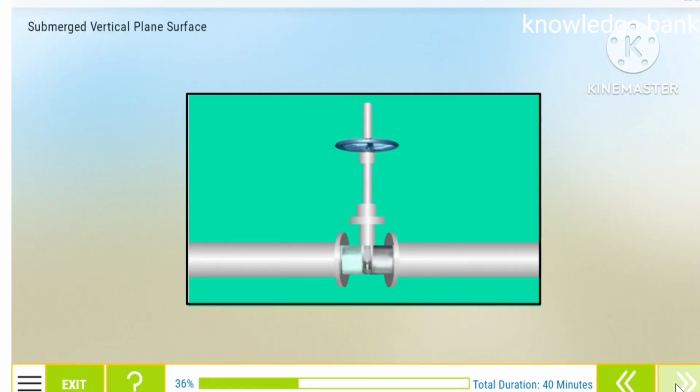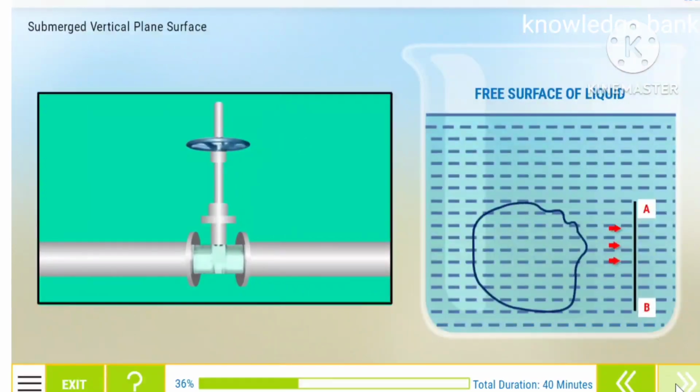Submerged vertical plane surface. Consider a plain vertical surface of an arbitrary shape immersed in a liquid as shown in the image. Consider A is equal to the total area of the surface. H bar is equal to the distance of centroid position of the area from the free surface of liquid. G is equal to the center of gravity of the plane surface. P is equal to the center of pressure. H star is equal to the distance of center of pressure from the free surface of liquid.